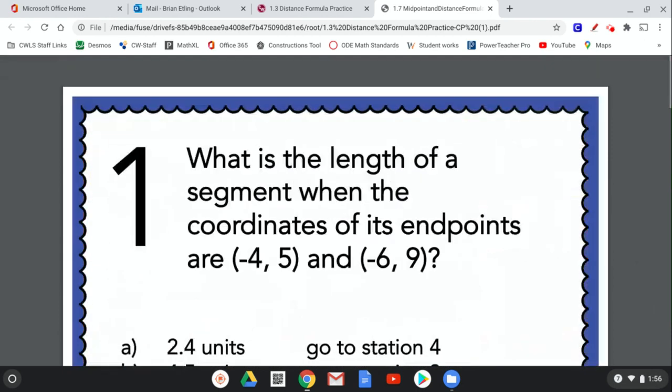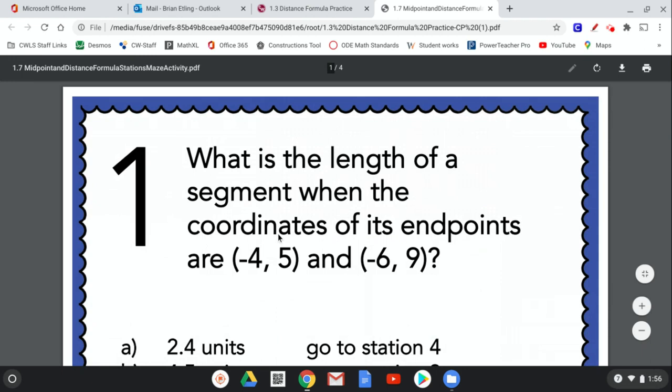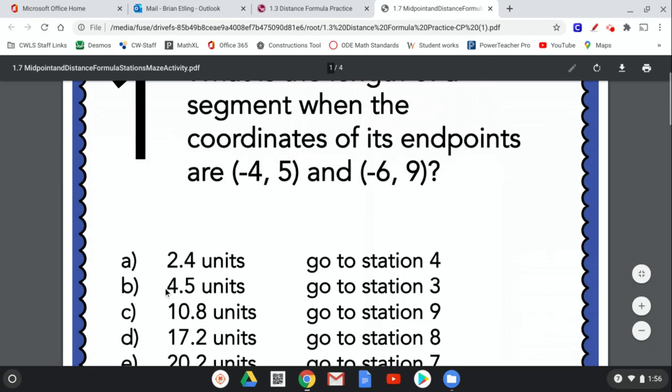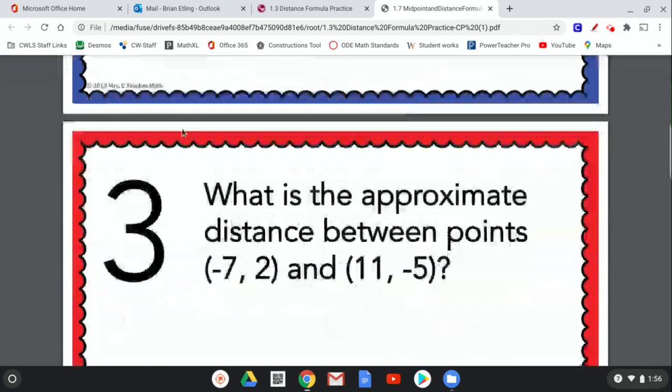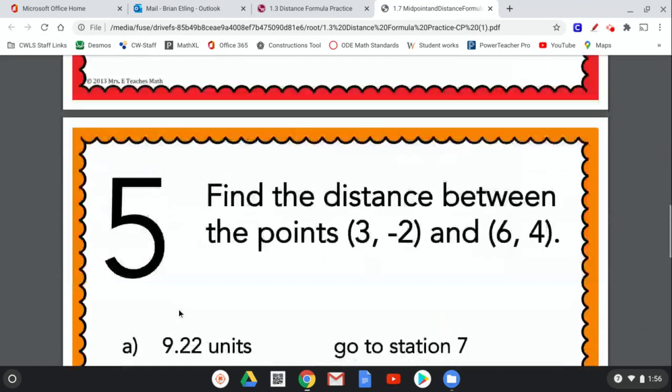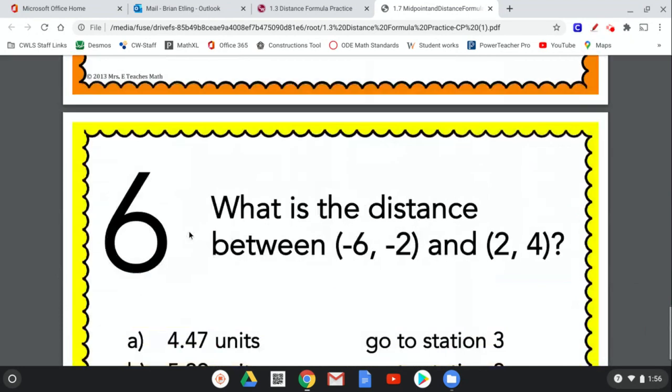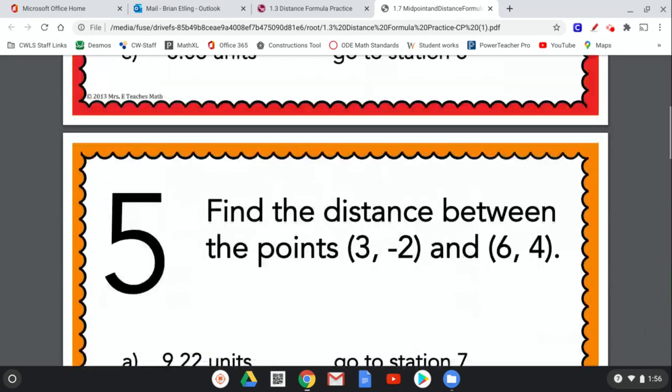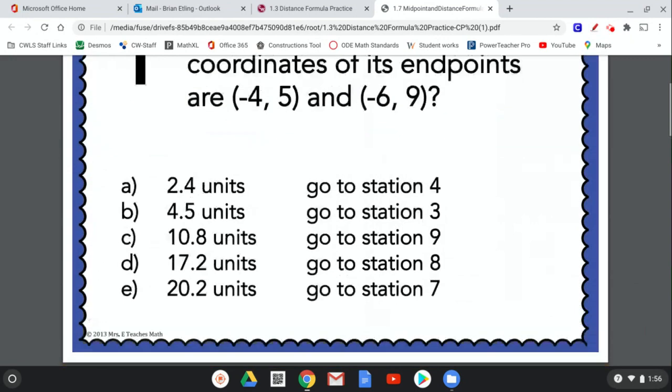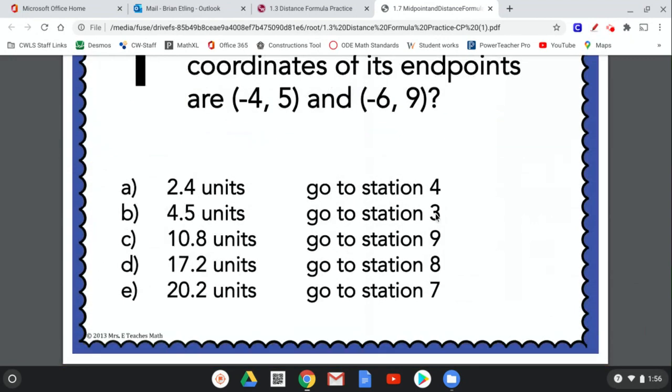So what's going to happen is, if you notice, there's a big giant 1. I'm circling it with my cursor. There's a big giant 1 over here. And then you go to 3, and then you go to 5, and then you go to 6. So that's the order, like where it says here, go to station 3. So we should get 4.5 for this first one.